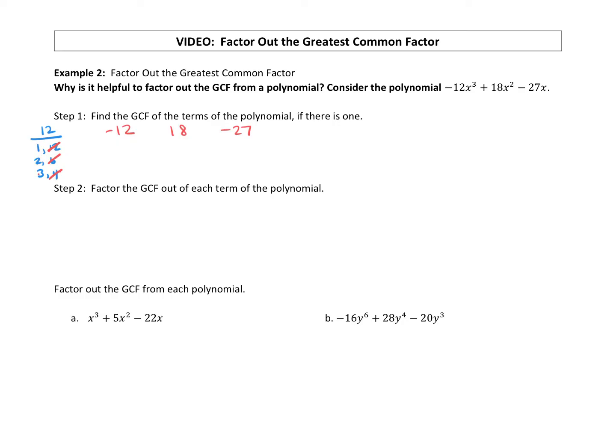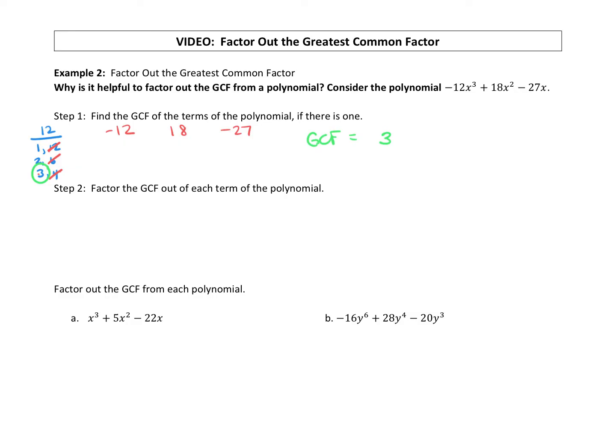How about 3? 3 fits into 12. Is 3 a factor of 18? It is, because 3 times 6 is 18. Does 3 fit into negative 27? It does, because 3 fits in 9 times. So 3 is part of our GCF.